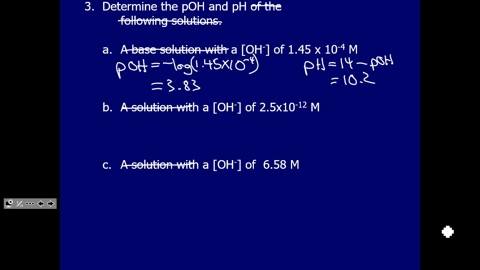Go ahead and find the pOH and then pH of the rest. And that's how you deal with a base. First you get a pOH, then you do 14 minus whatever that is, and then you turn it into a pH.